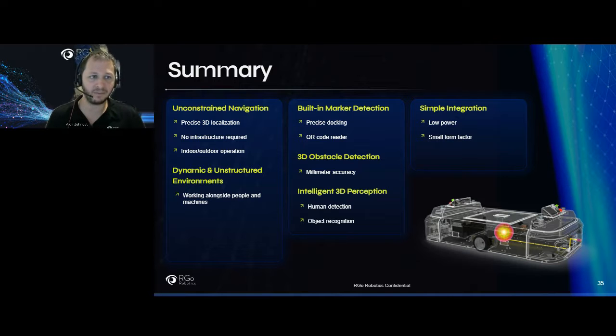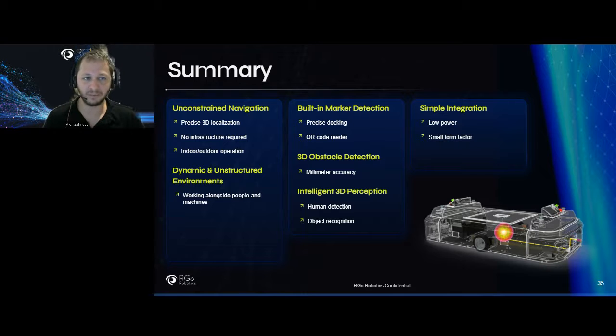As Mathieu mentioned before, there is no infrastructure required. No reflectors need to be mounted and no QR codes on the floor. The system uses natural features, learns the environment, structures its database and its map, and it can operate both indoors and outdoors. In dynamic and unstructured environments, as discussed before, we are working alongside people and machines and continuously updating our database in order to achieve centimeter-level accuracy in every condition.